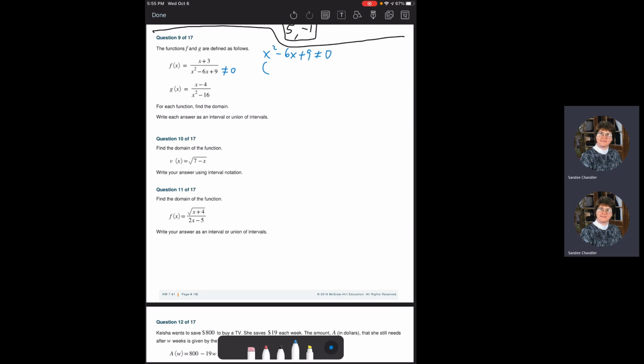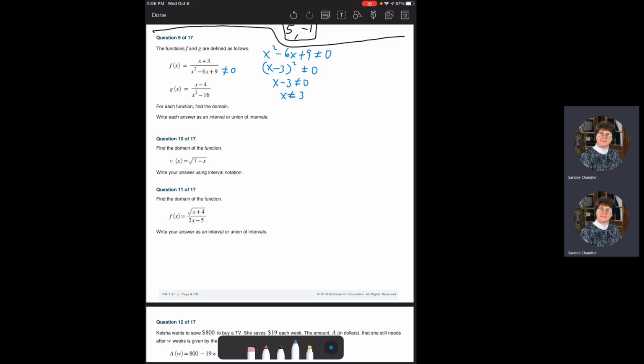Factor that. Oh, look, it's a perfect square trinomial, right? Factors of 9 that give you 6, simply x minus 3, and x minus 3 again. Take the square root of both sides. This tells us x minus 3 is not equal to 0, so x is not equal to 3. So 3 is going to be one of our answers.